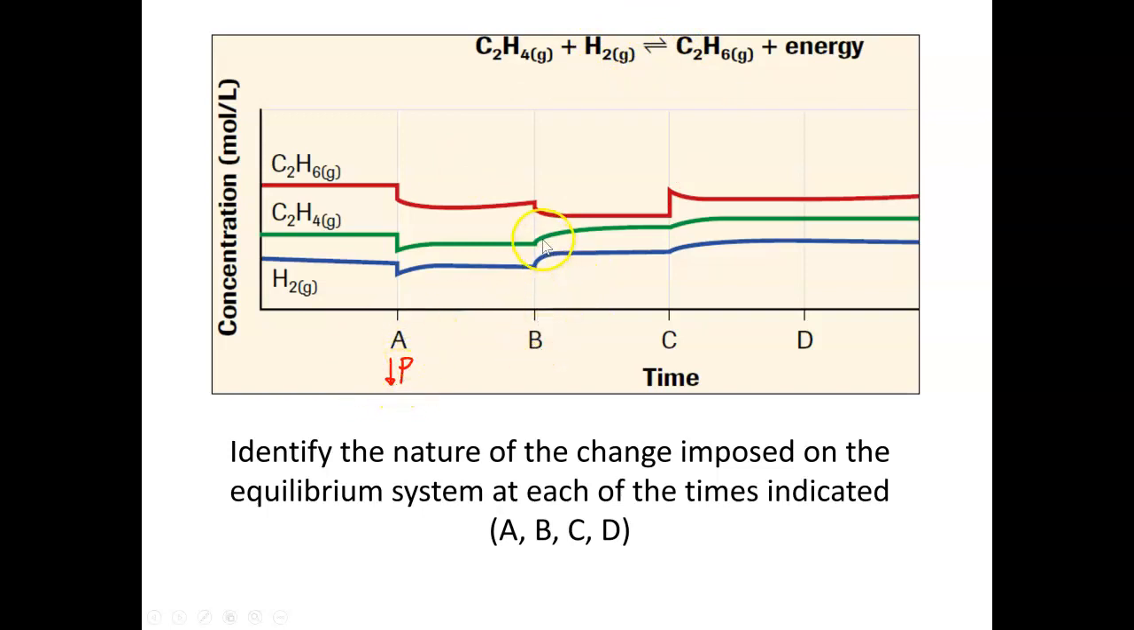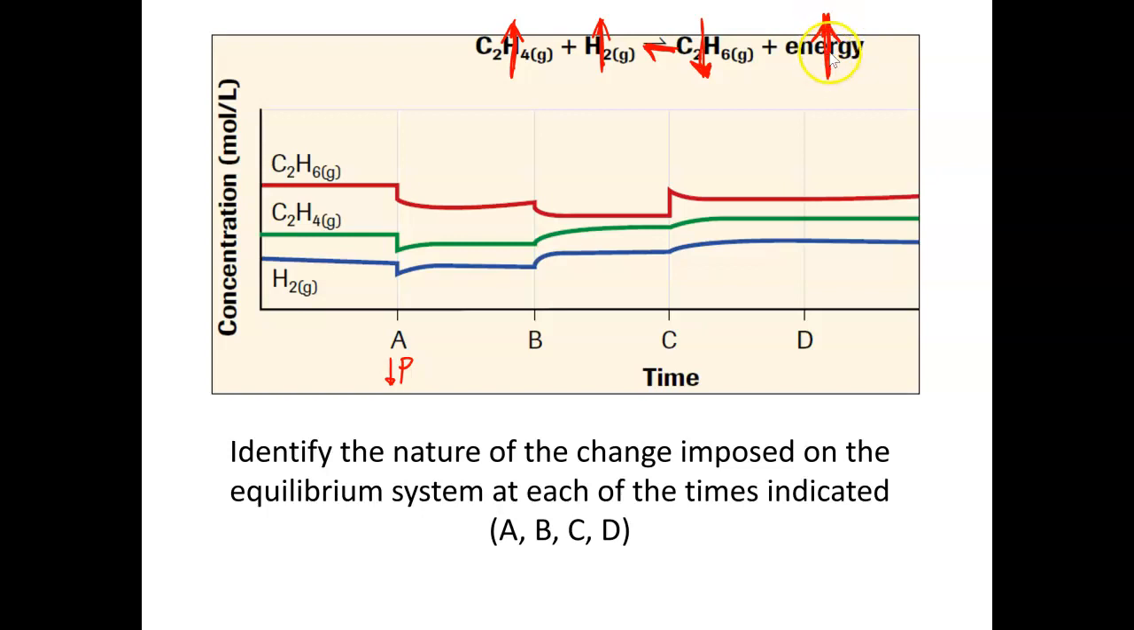Now at point B, we see that both the green line, C2H4, and the blue line, H2, have increased, while the C2H6 has decreased. And the only way for this to happen is, again, if the equilibrium is shifting to the left. But you'll notice there's no sudden increase in either of these chemical compounds, so that tells me I didn't change any of these concentrations. So the only change left to me at this point is by changing the energy. But how can we drive the reaction in reverse? Well, by increasing the temperature.